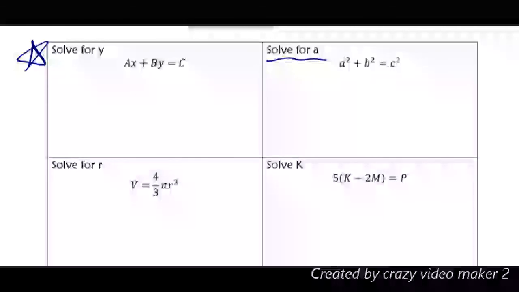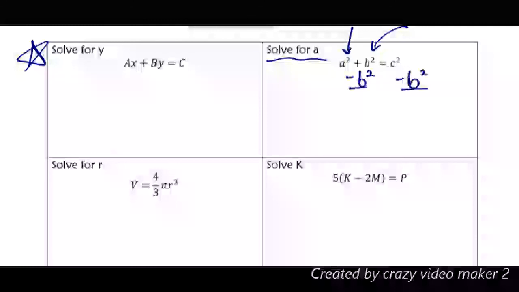I want to cancel out something that's being added to a, and I have an exponent on it. That's something that we actually haven't dealt with yet, but it's really just thinking about inverse operations. It's really just one extra step. So I want to cancel out the adding b squared. I'm going to subtract the entire b squared from both sides.